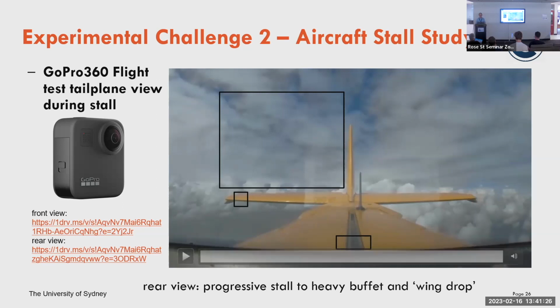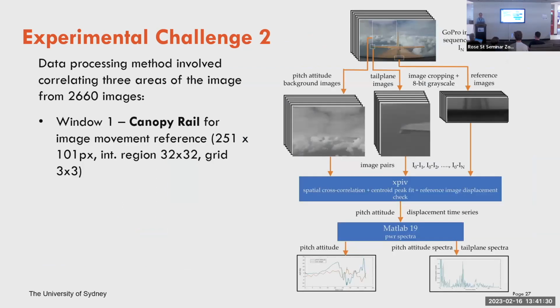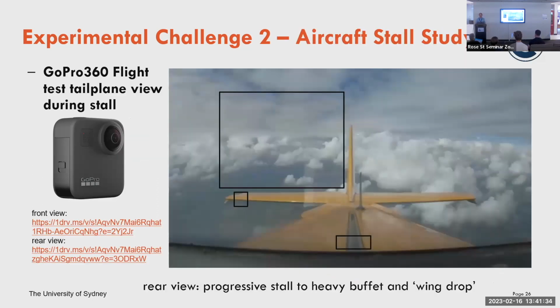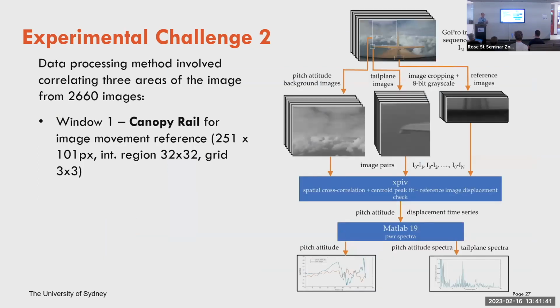We used 3 areas to look at this data. If we look at that, the first window, there were those 3 windows. The first window was in the canopy, just around here. And we were using that area to check that there wasn't too much vibration, because we had to reference images to one another, and there's vibration at various parts of the flight. So we could deal with that using the canopy, because the canopy was a very stable point, that rail in the middle of the image.